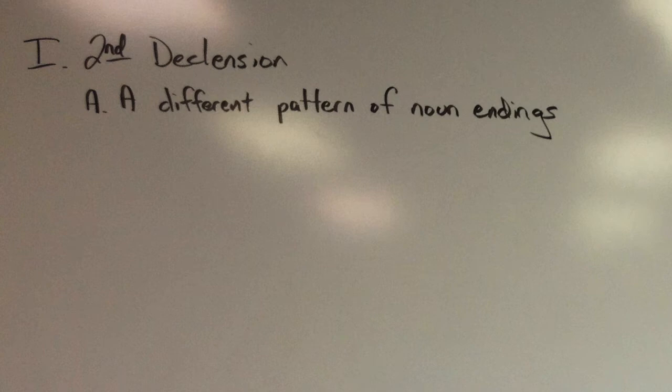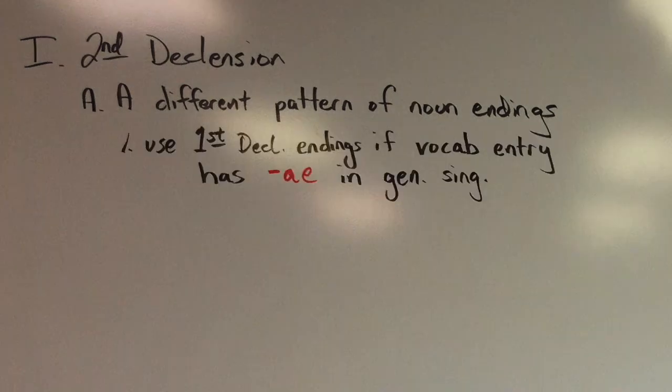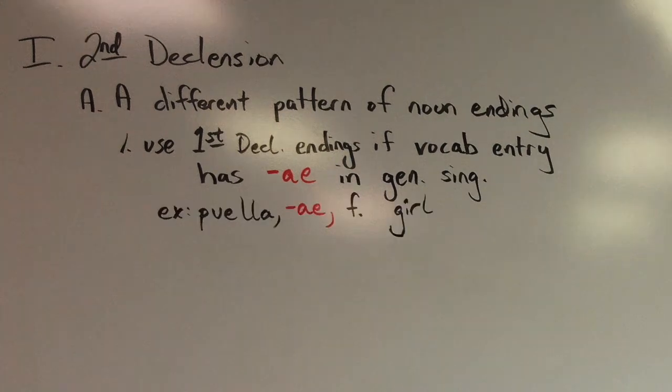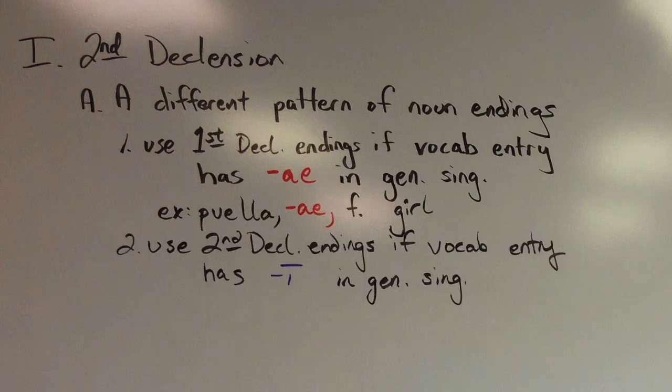Now, we'll say that each and every noun belongs to one and only one declension, and may only use endings from that declension. We'll know which set of declension endings to use by looking at the vocab entry. So for instance, if a vocab entry ends in -ae in the genitive singular, we'll have to use first declension endings on it. So for instance, the word puella, puellae, feminine, girl. If, however, the genitive singular in the vocab entry ends with a long letter I, we'll have to use second declension endings for that noun.